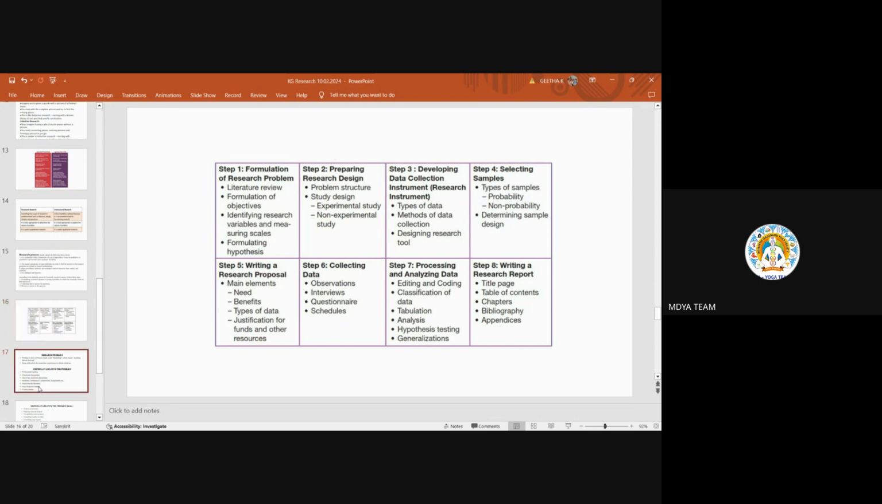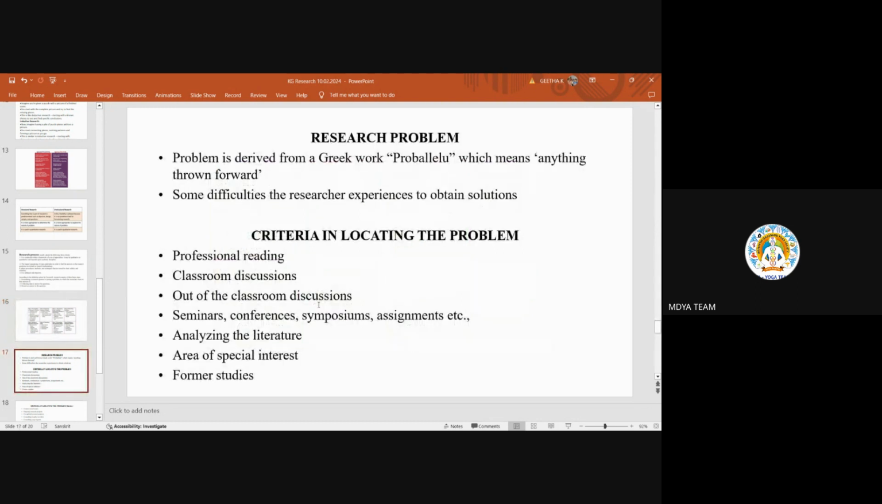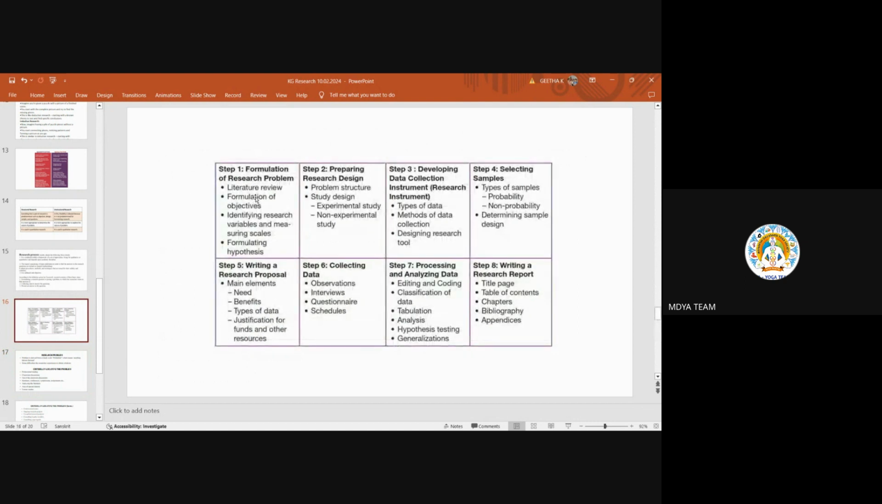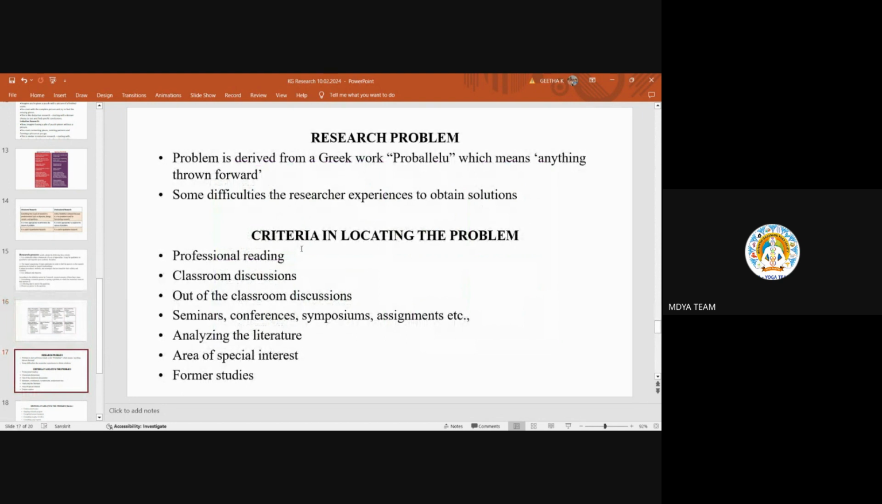So next comes the research problem. The very first step is the formulation of the research problem. So we are going into it in a little detail. What is that? A problem is derived from a Greek word. All the English is basically from Latin or Greek, right? Similarly, this word problem is derived from the Greek word probella, which means anything thrown forward.